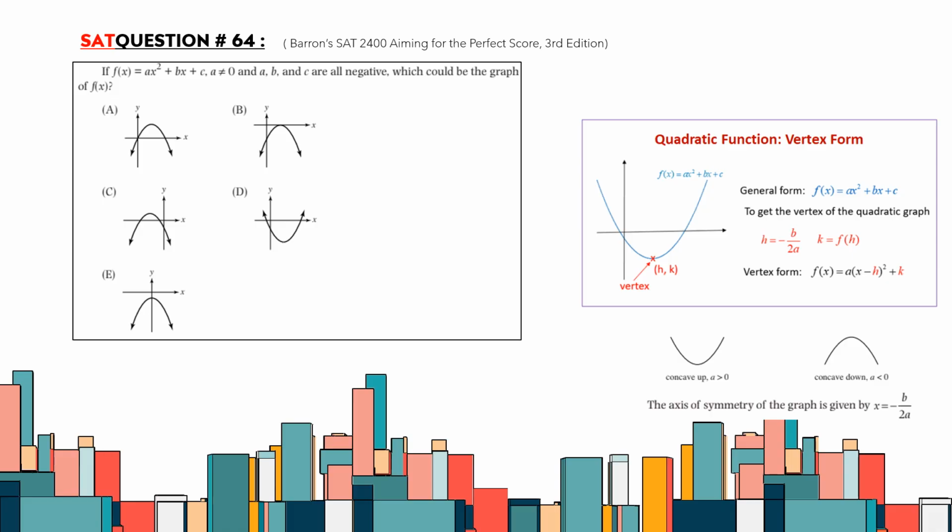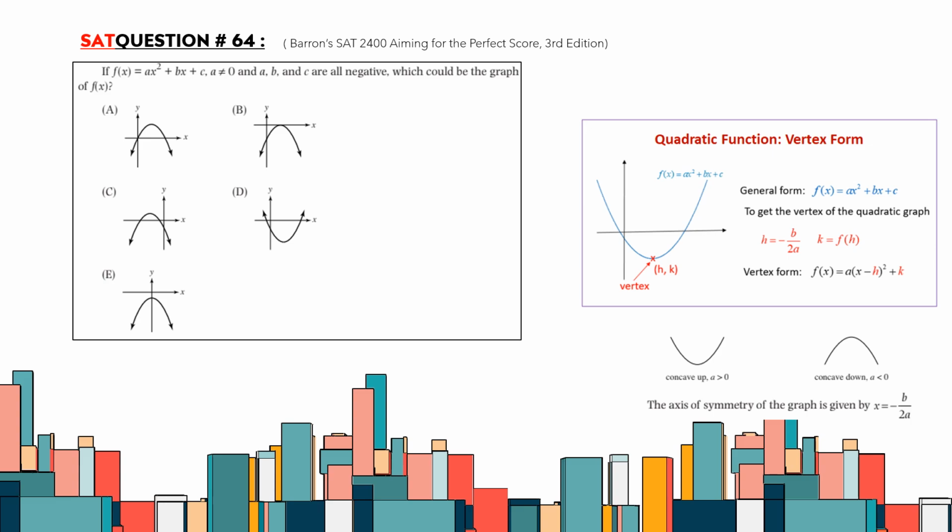If f(x) = ax² + bx + c, a different from 0, and a, b, and c are all negative, which could be the graph of f(x)?